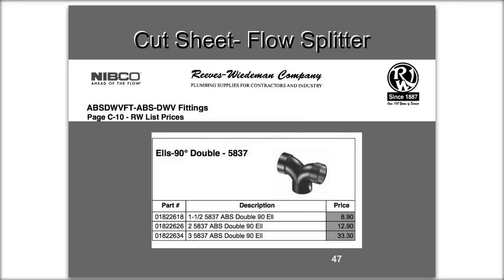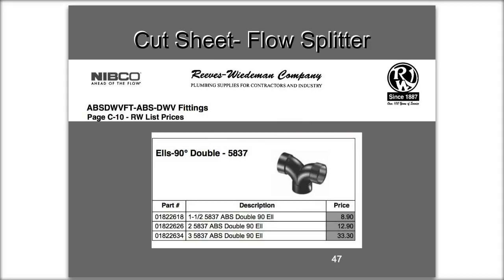And then some jurisdictions are going to want to see more details about the actual parts you're going to use, and not all, but some. So if your inspector wants to see what are called cut sheets, which are information about the products that you're using. So here's an example using the flow splitter. You can get these from the internet.